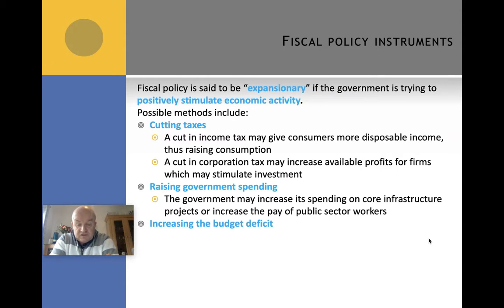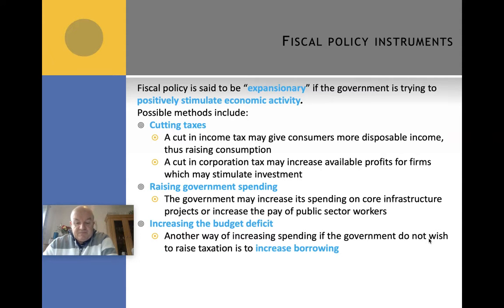Now, other things that they could do, again, this is open to the government if they choose to. They might choose to increase the budget deficit. Now, you might think budget deficit normally sounds a negative thing, doesn't it? But in this instance, if we increase the budget deficit, that's basically another way of increasing spending. So effectively, the government would choose to spend more than it's raised in taxation. And obviously, in that case, it would increase its own borrowing, and that would be an expansionary economic activity.